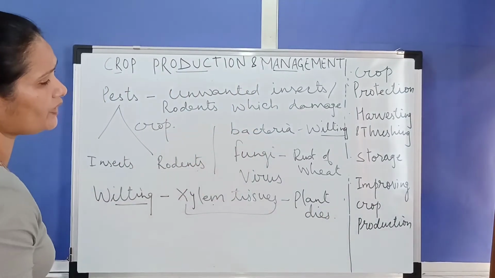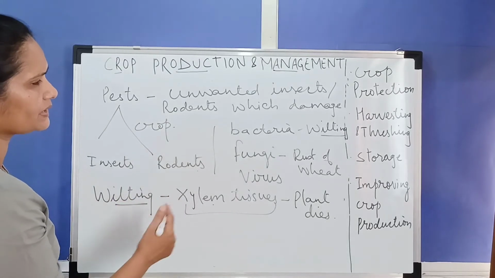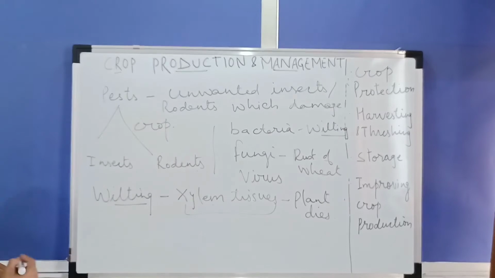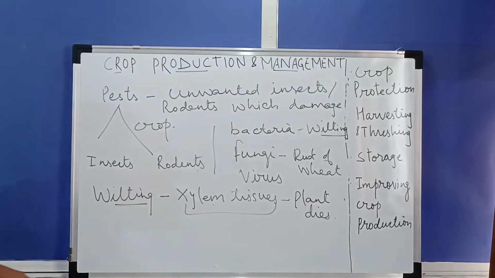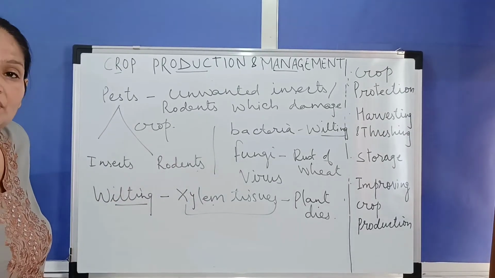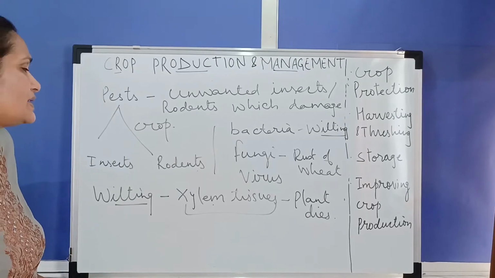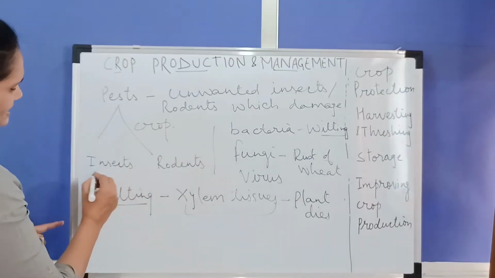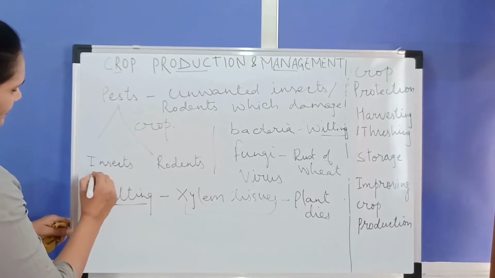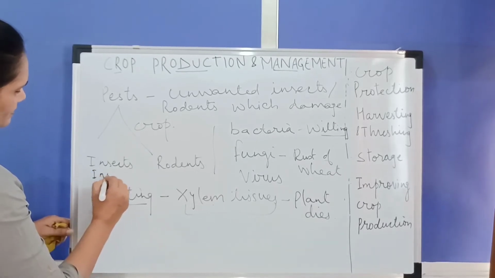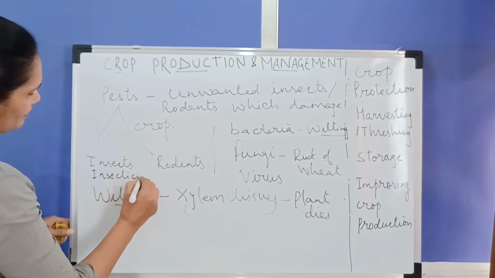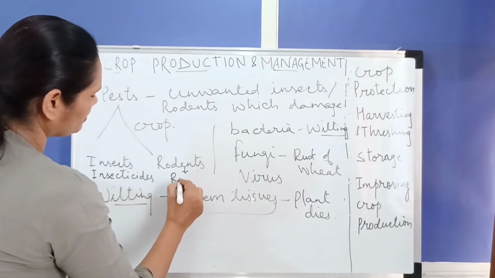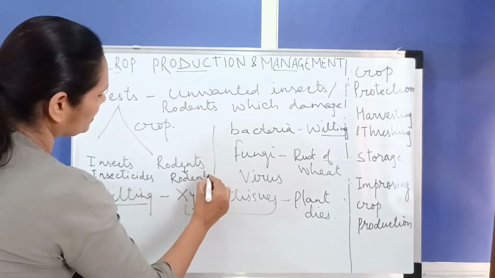For this again we need pesticides. Now rodenticides, for example, to prevent the rats and all those, because they also can eat the crop, they also can damage the crop, we use rodenticides. So for insects we use insecticides, and for rodents we use rodenticides.